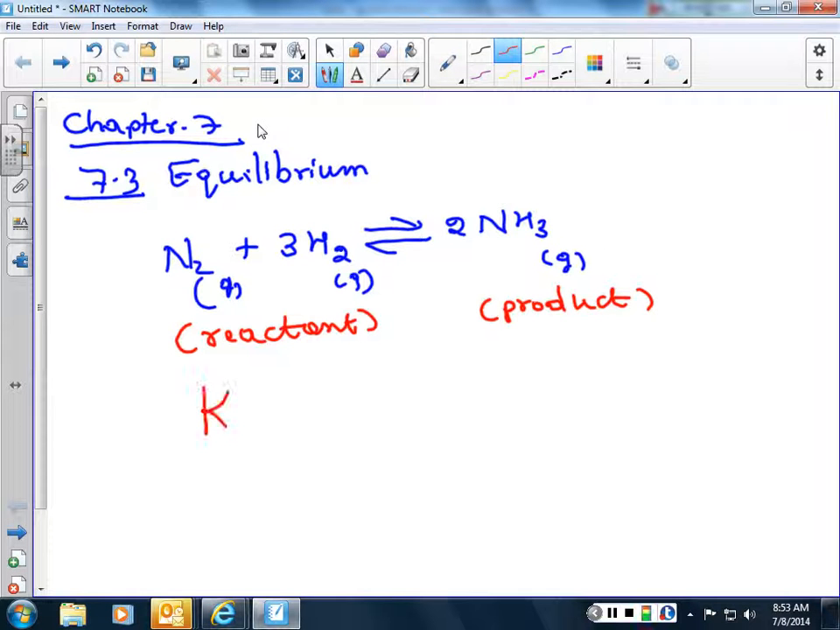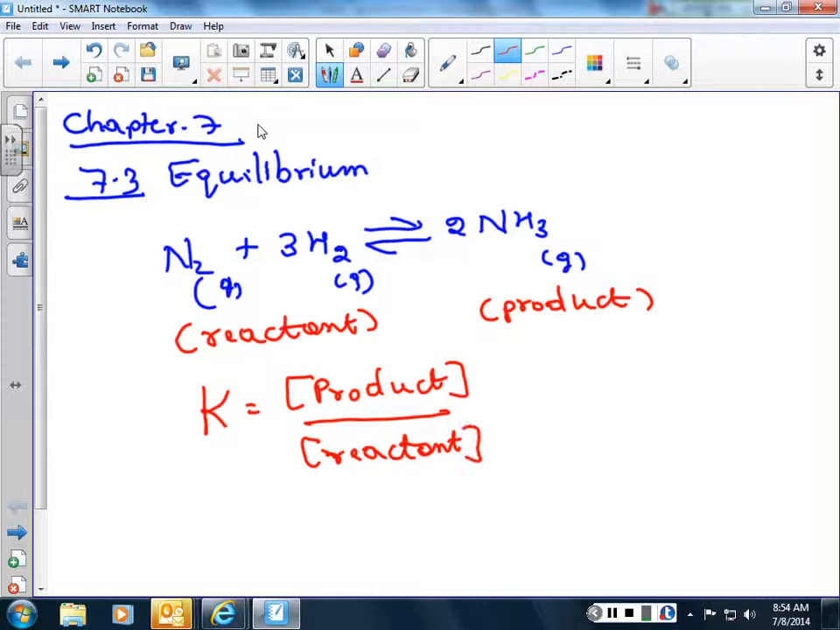If you determine the product concentration divided by reactant concentration, correct? If you do this, fortunately for you, you don't have to know this math. You get the value of K.